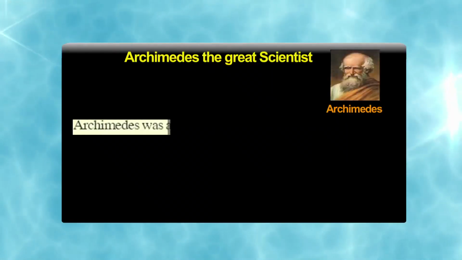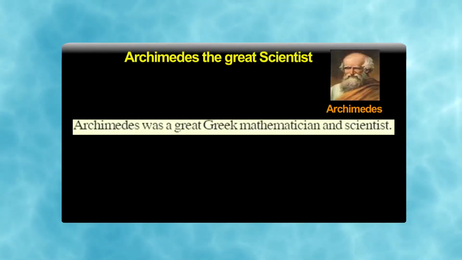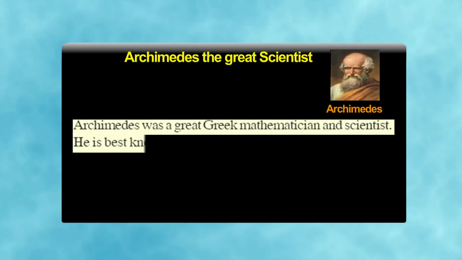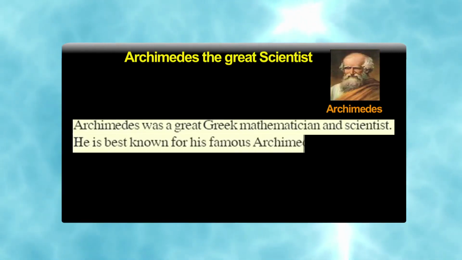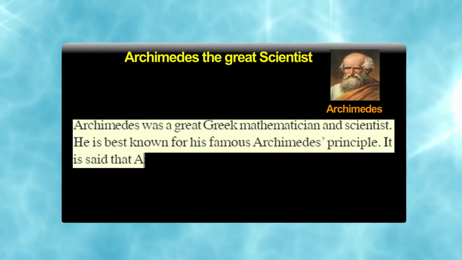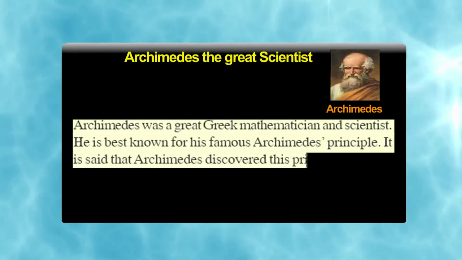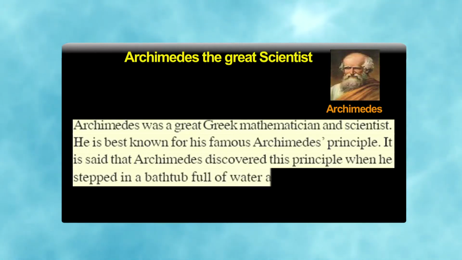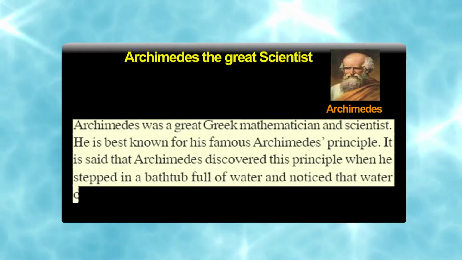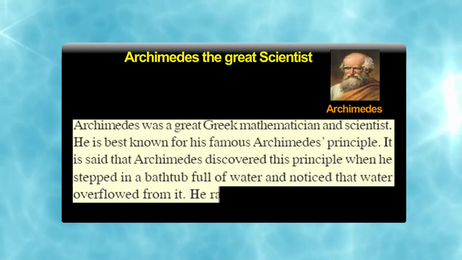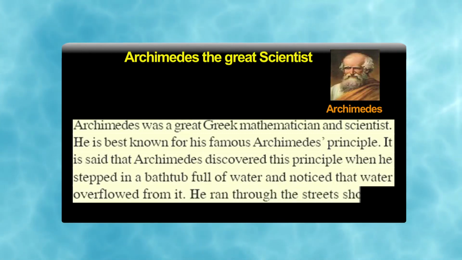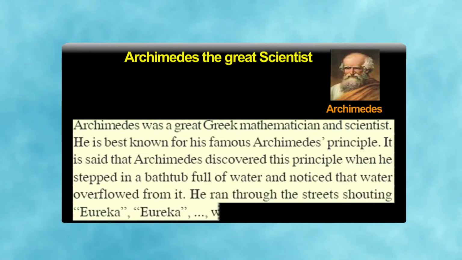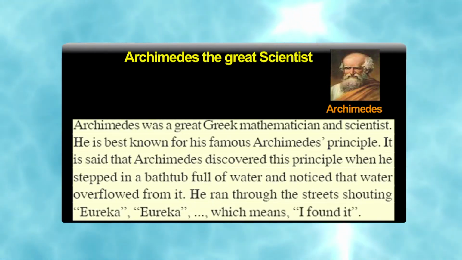There is a famous Greek scientist, that is Archimedes. He was a great mathematician and a scientist. He is best known for his famous Archimedes principle. It is said that Archimedes discovered this principle when he stepped in a bathtub full of water and noticed that water overflowed from it. He ran through the streets shouting, "Eureka, Eureka," which means I found it.